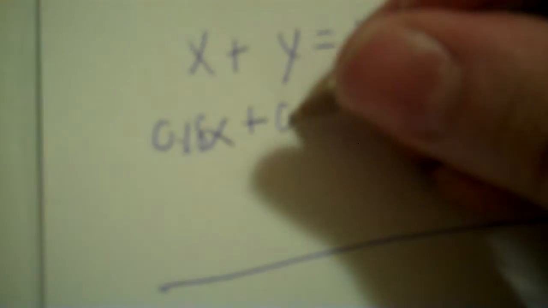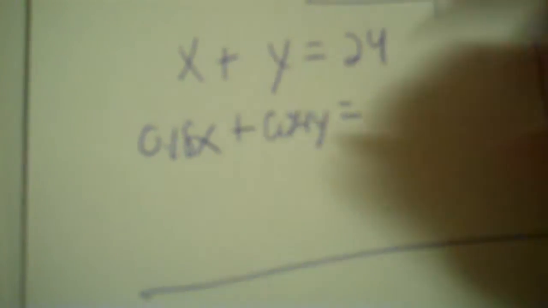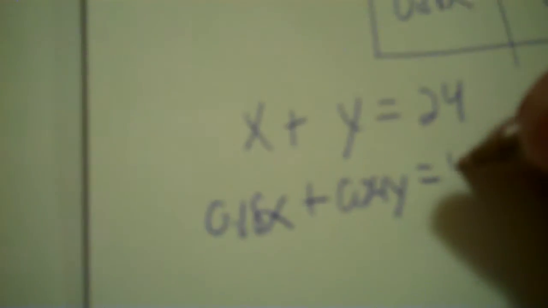So x plus y equals 24. Then 0.18x plus 0.24y equals 4.8. Okay. You have to make those decimals or this is going to get ugly.